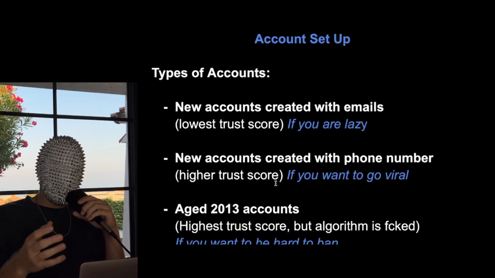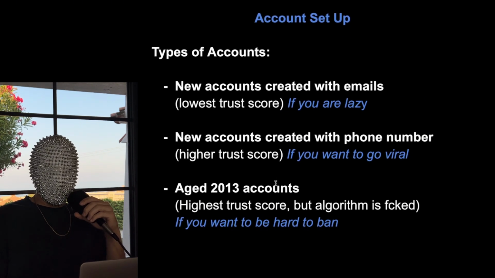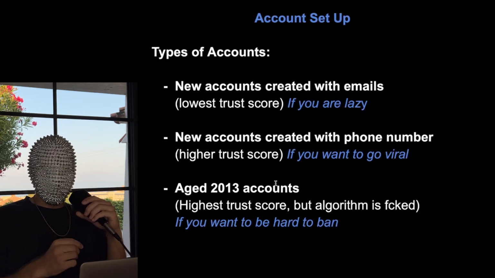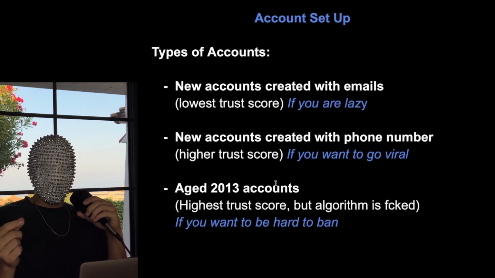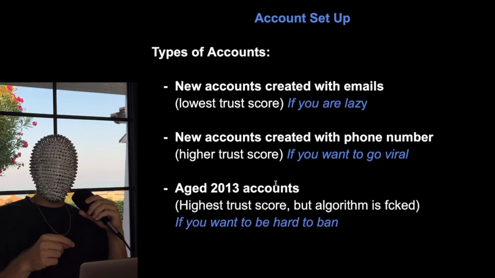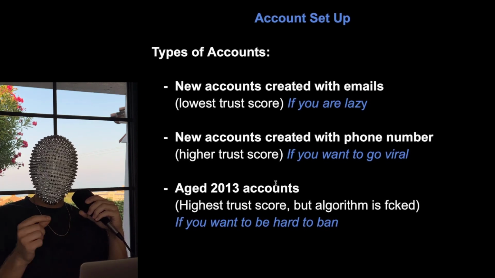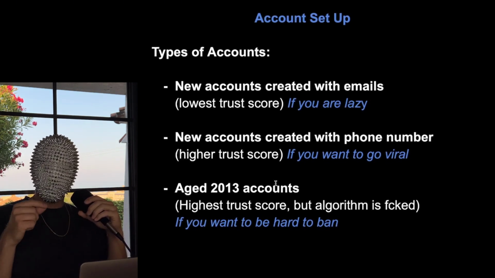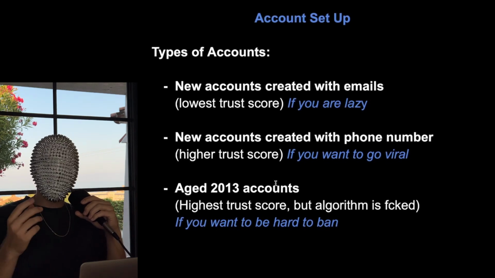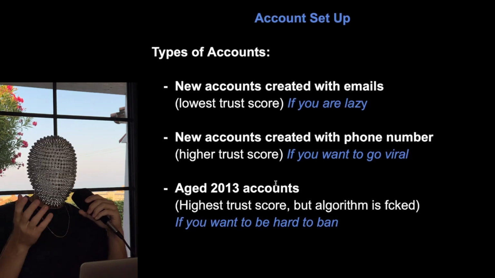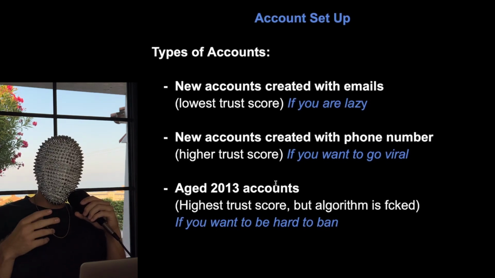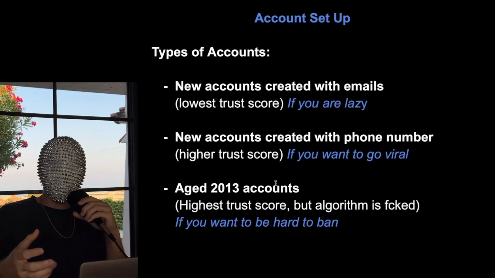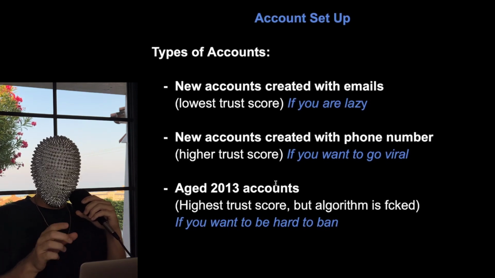All right, let's go on to account setup. So type of accounts, right? So you have new accounts created with emails, which give you a low trust score, right? This is the option if you're lazy. Now you have new accounts created with real phone numbers that give you a high trust score. Now that's if you want to go viral. Then you have aged 2013 accounts that give you a high trust score, but the algorithm is a bit fucked nowadays. So if you want to be hard to ban, your best bet is an aged IG account.